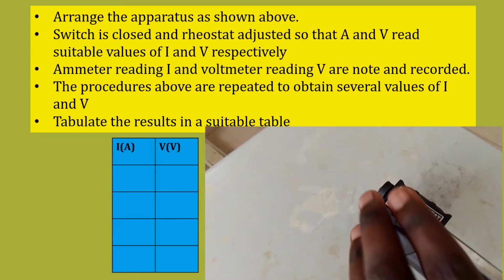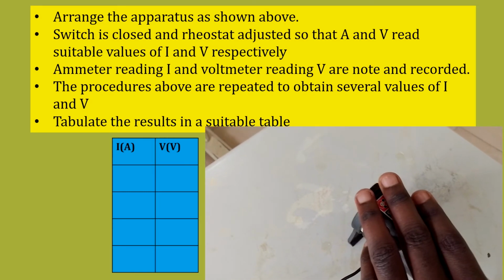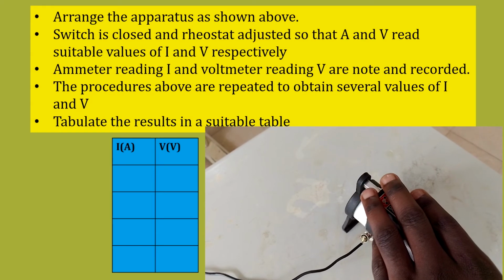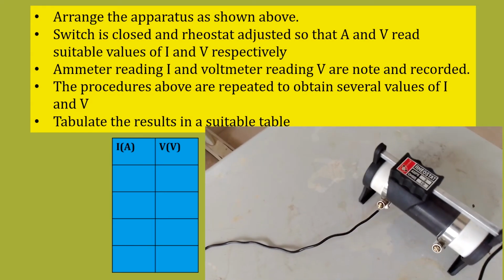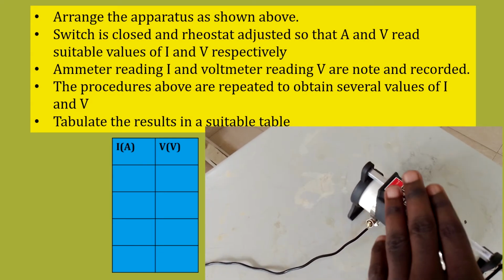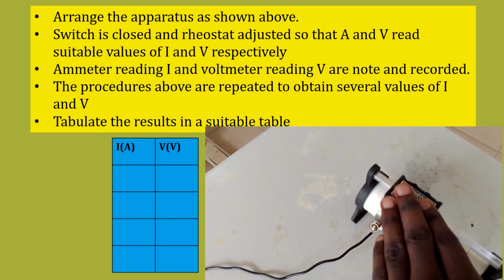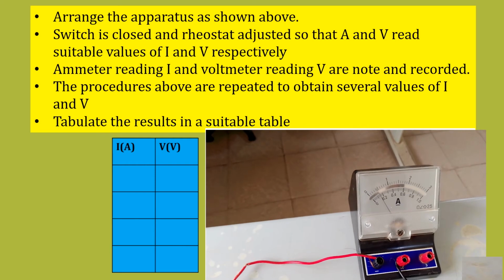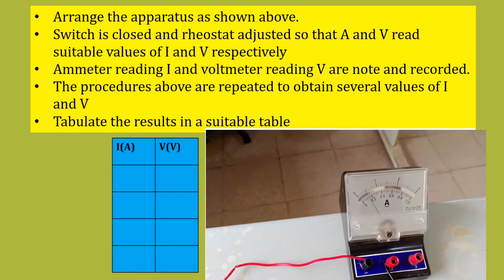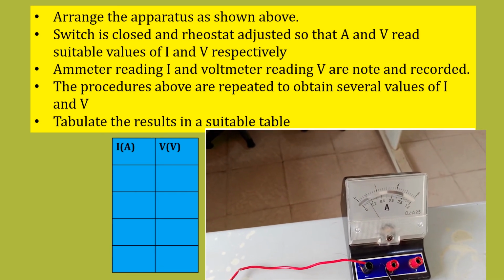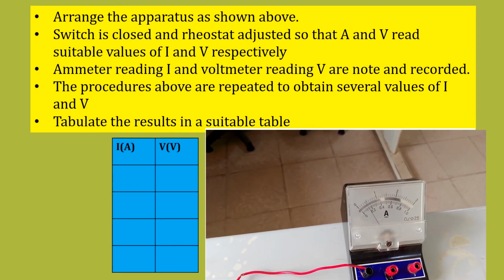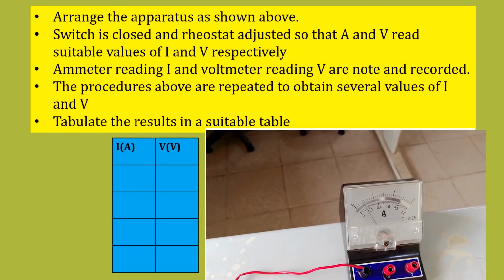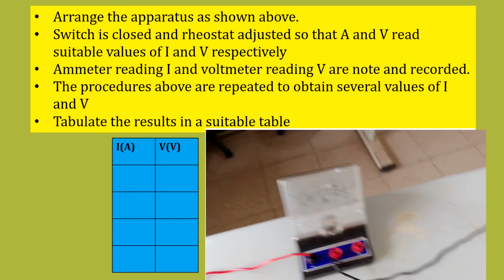What you actually do, continue varying the resistance. When you vary the resistance, you are either increasing the resistance in the circuit, and when you increase the resistance in the circuit, you are reducing the current. And when you reduce the resistance in the circuit, you are increasing the current. When you do so, take the suitable readings of I and V.